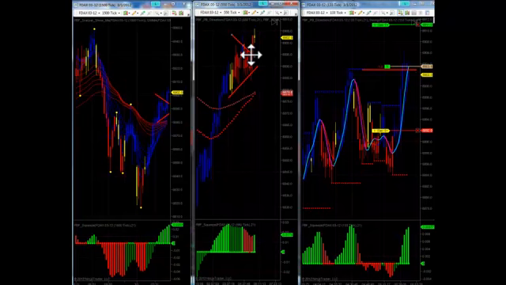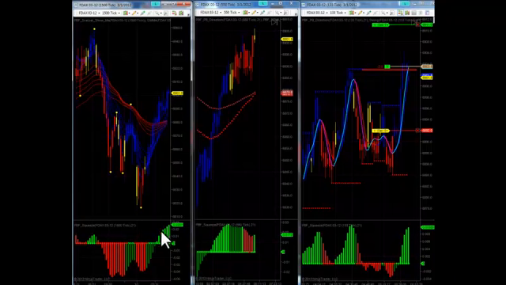Okay, so we can clean up these lines a little bit because we have broken out of those consolidations. Okay, so everything looks good right now. We're getting up, up, a little toppy here as we get close to the high of day.